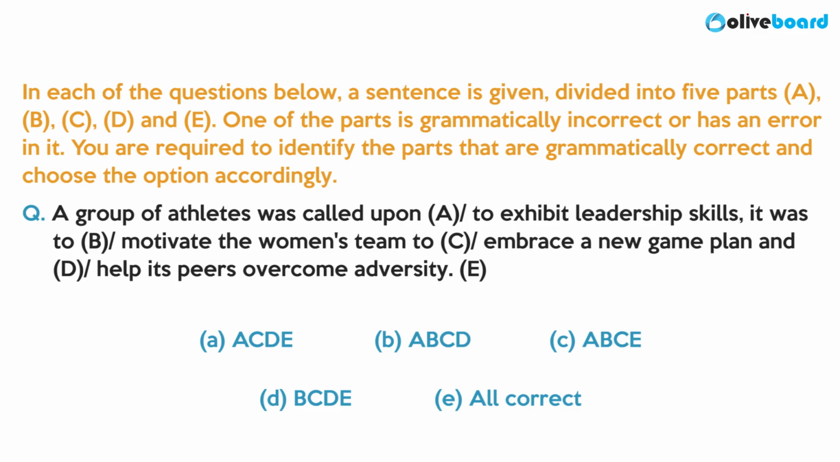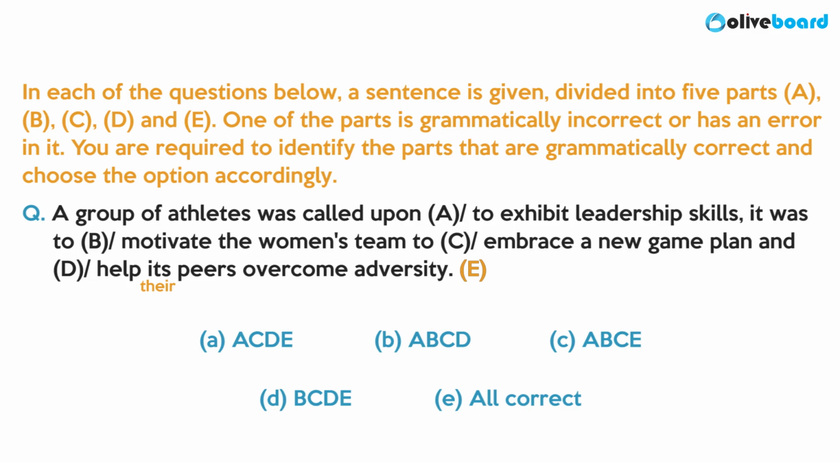But once you look carefully and understand the context and the correlation between different parts, we'll come to know that the error is in part E. The plural form of the possessive pronoun there should be used in place of the singular pronoun its in the last part. The reference here is to the members of the group of athletes.